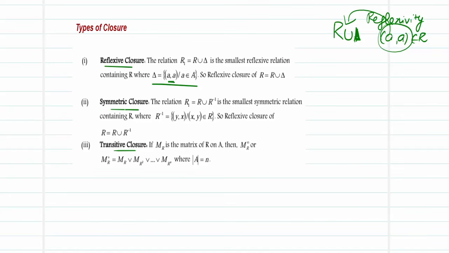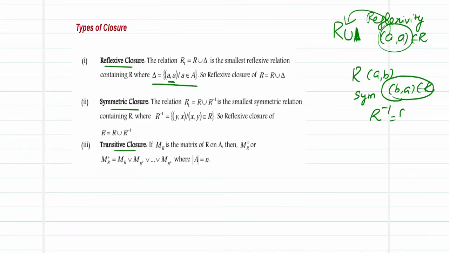What is meant by symmetric closure? The relation R1 is got by topping up your old R with your R inverse. Why R inverse? Because we know that if R contains the ordered pair (a, b), then what do you mean by symmetricity? We need to have (b, a) also belong to the relation. But how to get this (b, a)? This (b, a) is got by your R inverse.